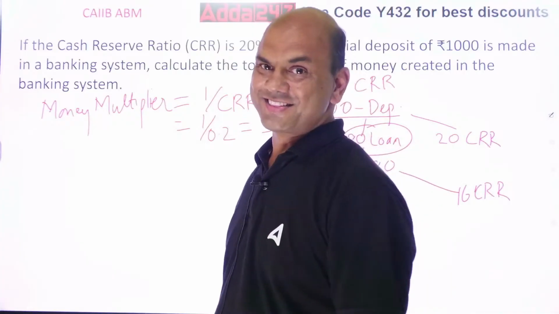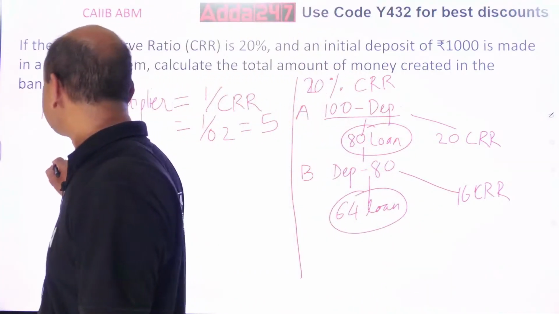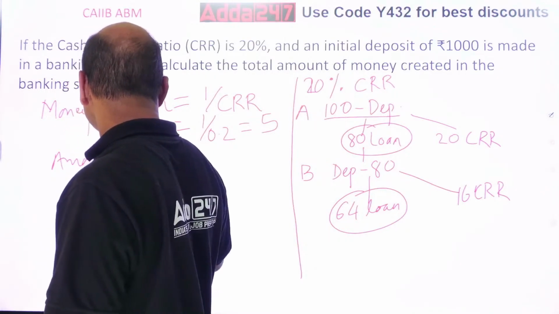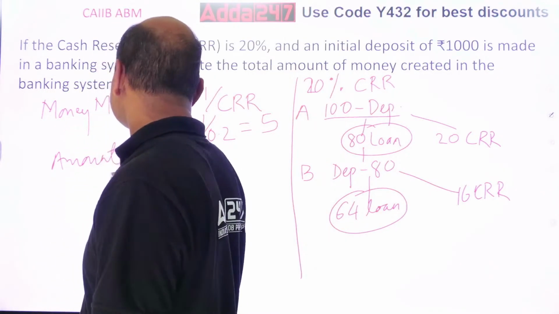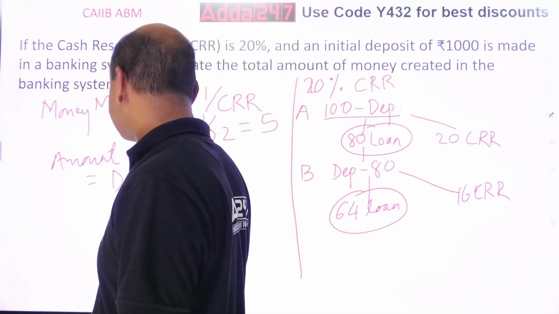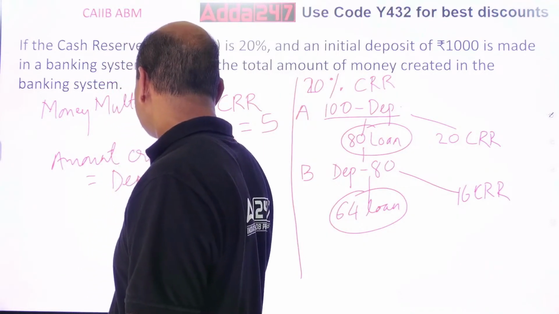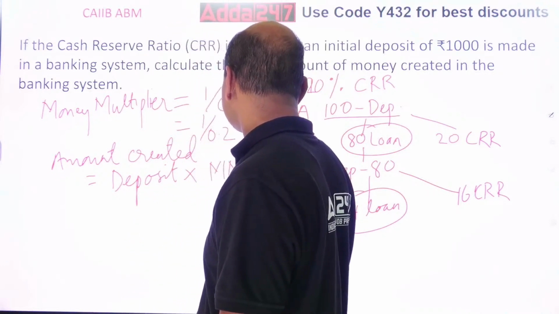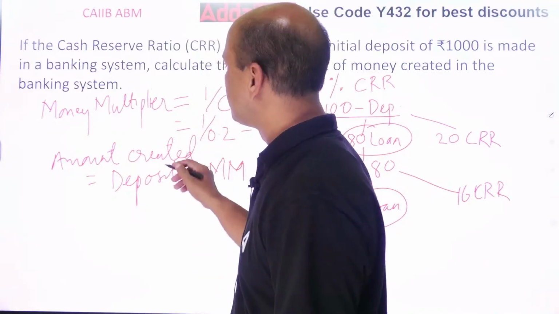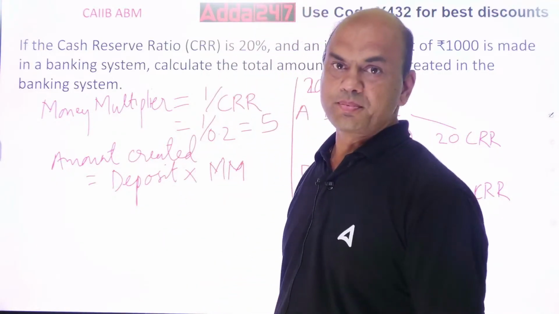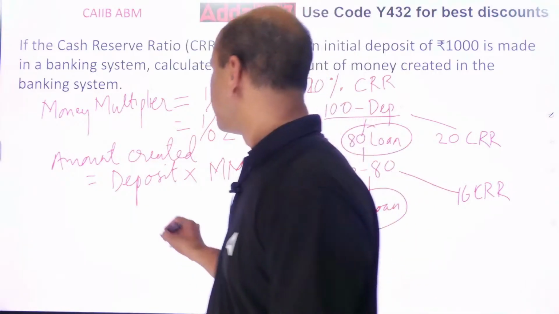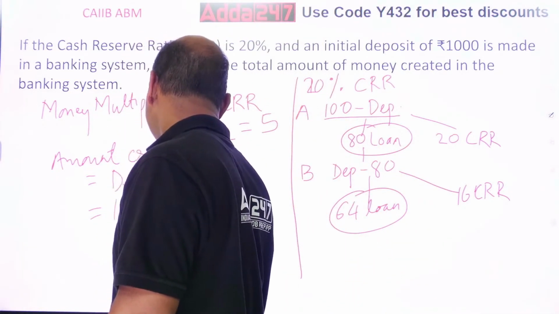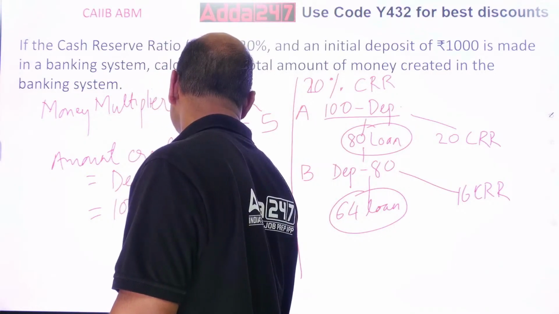Very tricky. So amount created, very important, equals deposit into money multiplier, MM. See this formula: deposit into MM. Okay, what is it now? Deposit is 1000, 1000 into MM, which is 5. So that is equal to 5000.